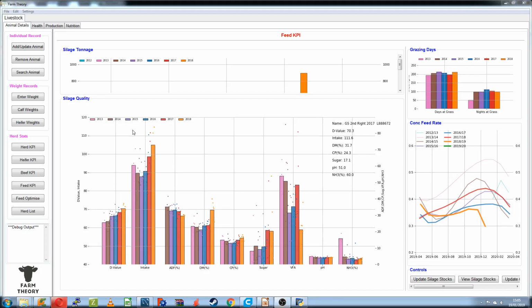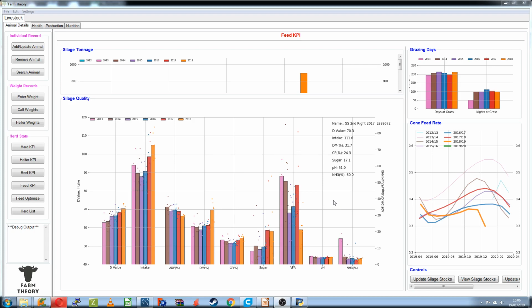Okay, so I'm just going to explain my silage quality graph and make a few observations of what I've learned over the last 6 years, and try to explain some of the variation. It's a fairly comprehensive graph, but I find it very useful.